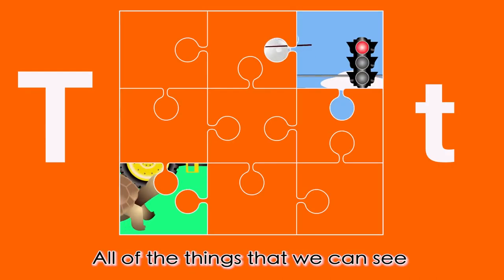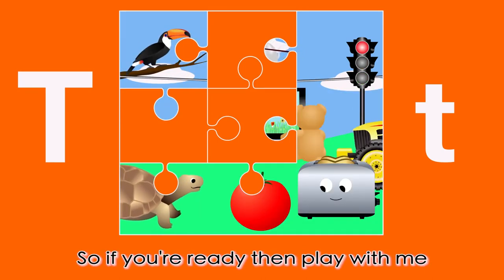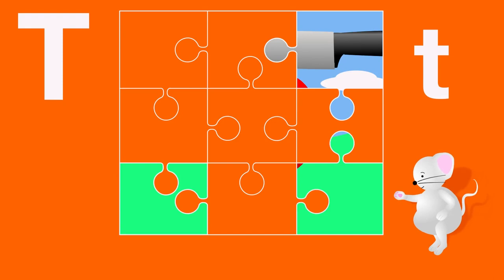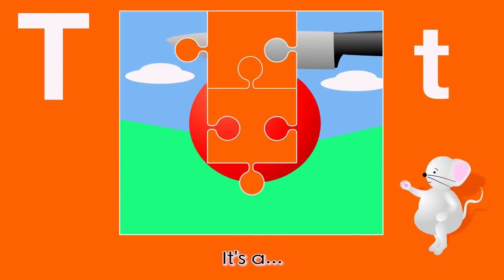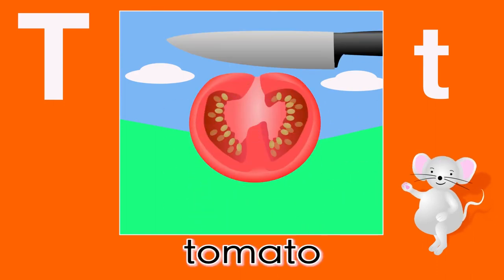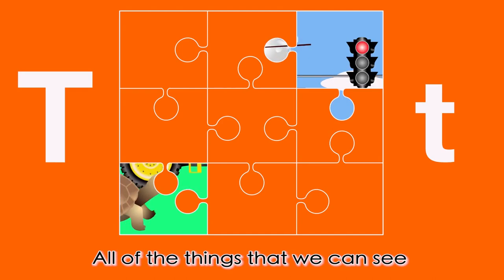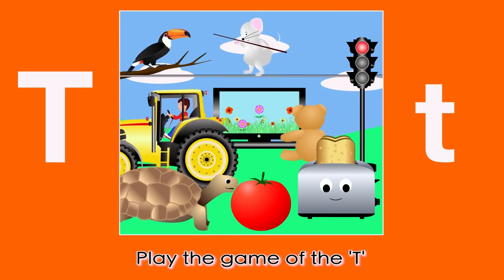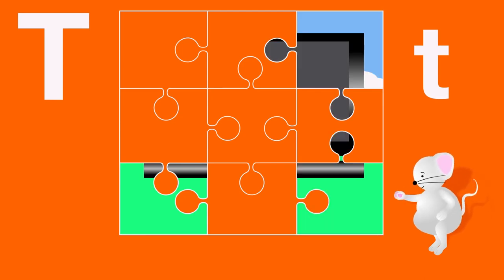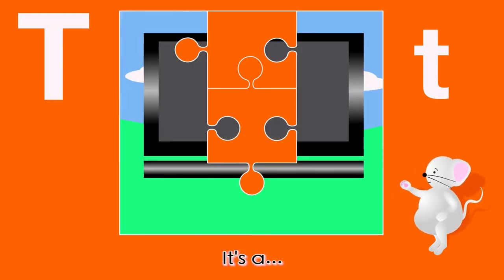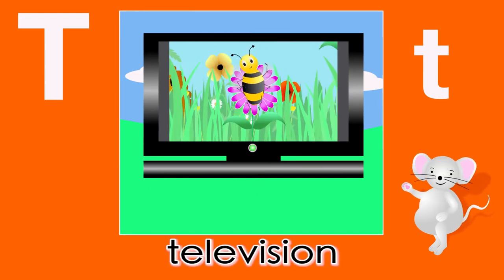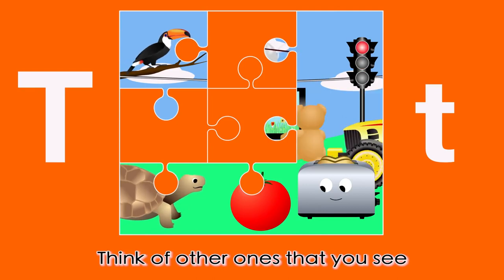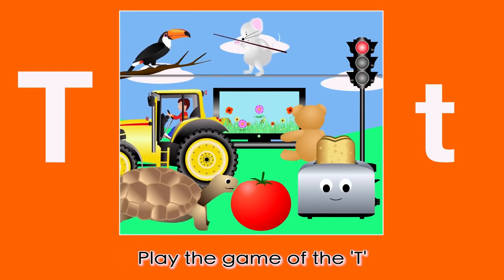It's a tomato. Television. All of the things that we can see are words that always begin with T. And think of other ones that you see. Play the game of the T.